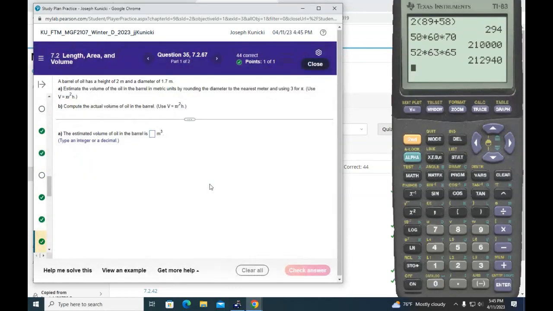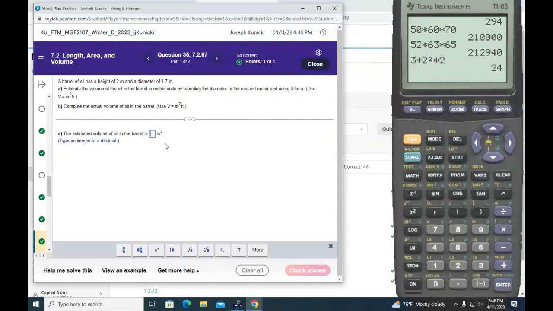Okay. Number 67, they want us to estimate the volume of oil in the barrel in metric units by rounding the diameter to the nearest meter and using 3 for pi. So the volume is pi r squared h. So we don't have to round the height, but we're going to say pi is 3, r is, we round it to the nearest meter, so that'll be 2 squared. And then the height is also 2. So it's 8 times 4, that's 24. So 24 cubic meters.